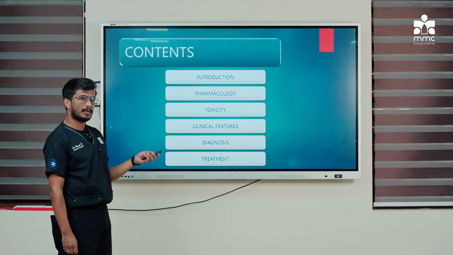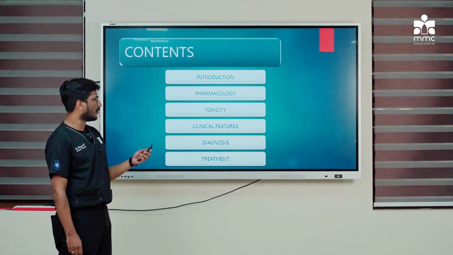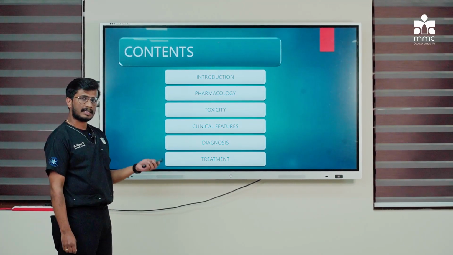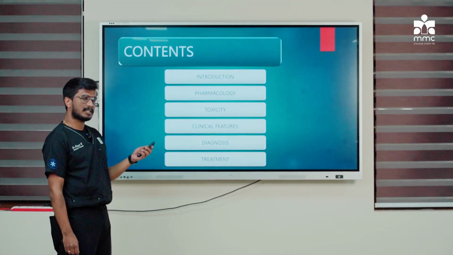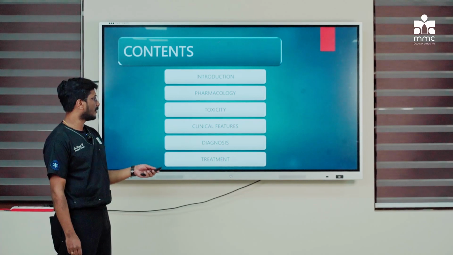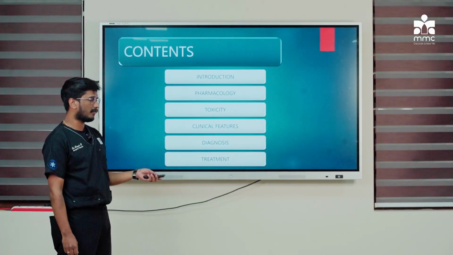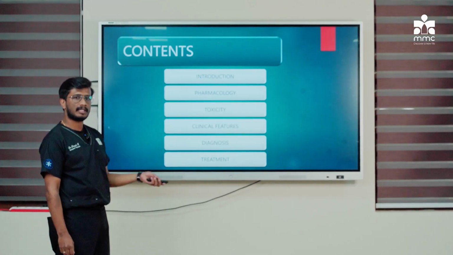We will give a brief introduction to this topic and we will discuss the pharmacology. In that, we will be discussing its structure, its mechanism of action and its classification, and we will be discussing the toxicity of cyclic antidepressants, its clinical features, its diagnosis and treatment.